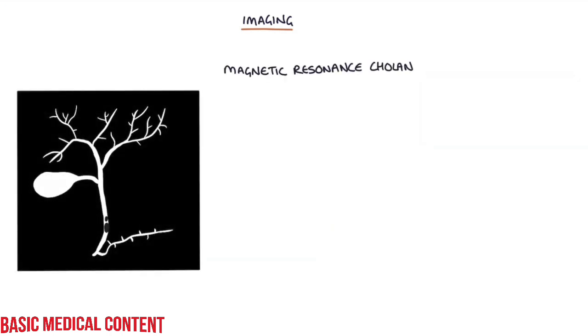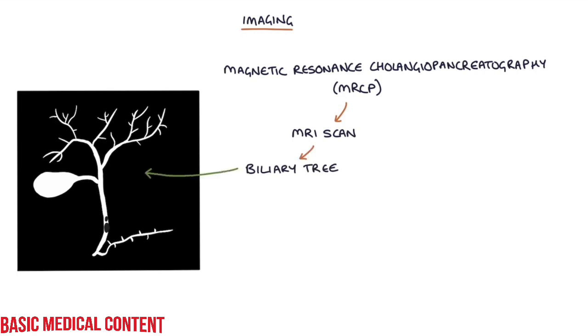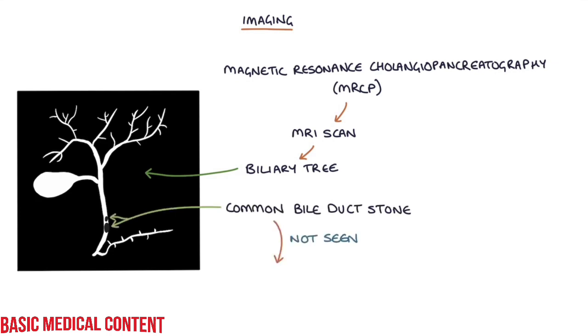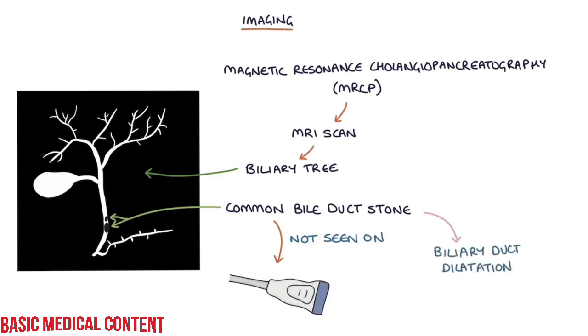Magnetic resonance cholangiopancreatography, or MRCP, is a type of MRI scan that may be used to visualize the biliary tree in more detail. This is used if a common bile duct stone is suspected but has not been seen on the ultrasound scan. The reasons to suspect a common bile duct stone are biliary duct dilatation on the ultrasound scan or a raised bilirubin level on the blood test.